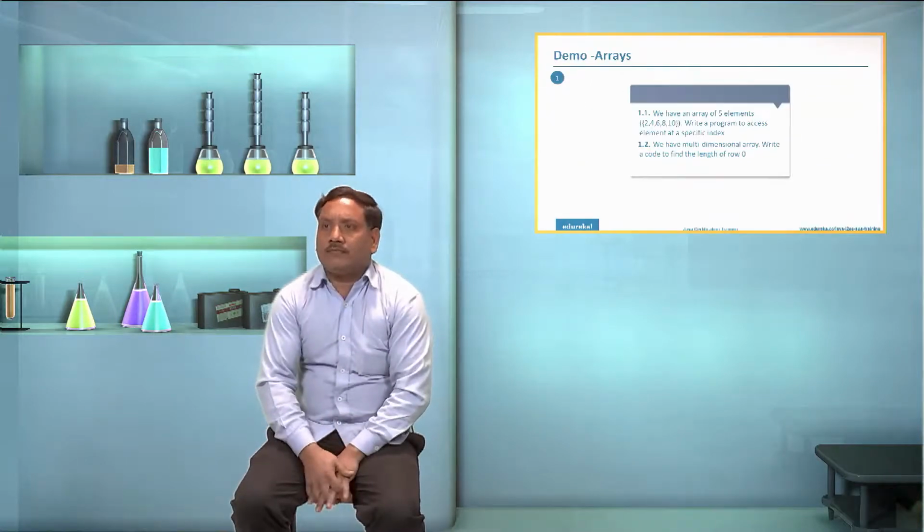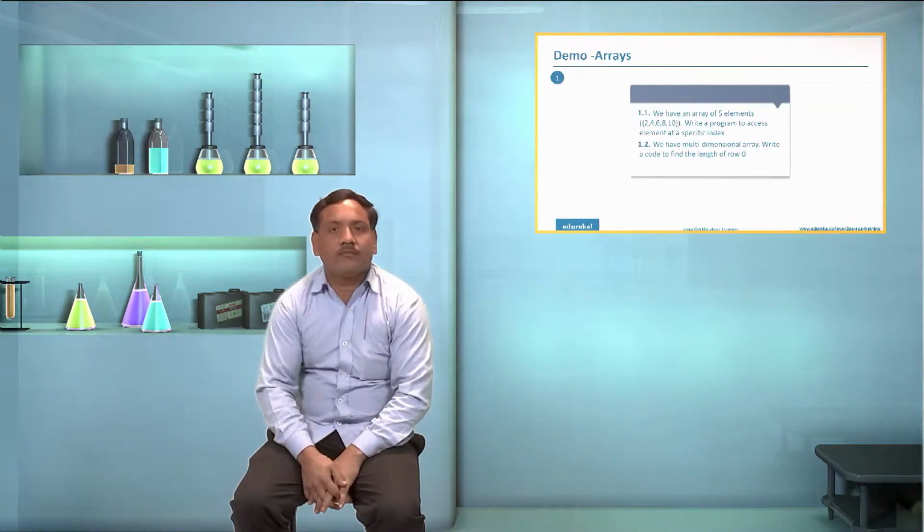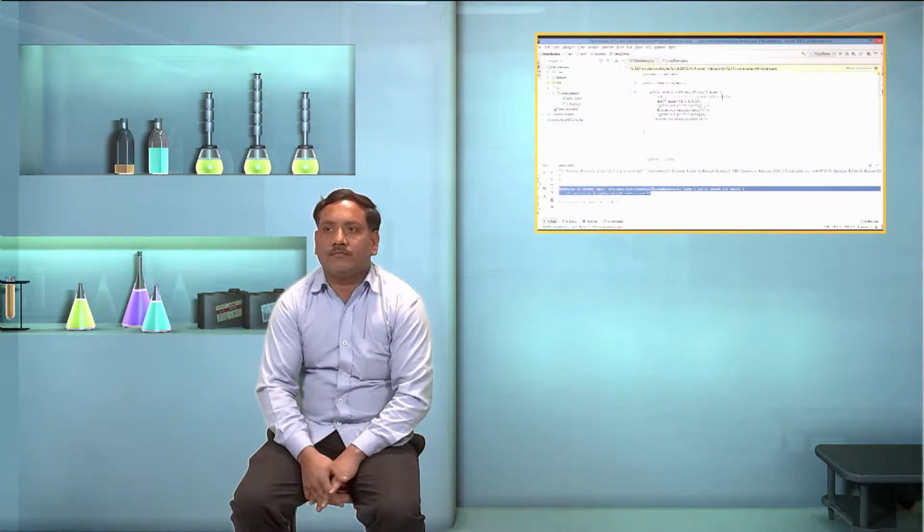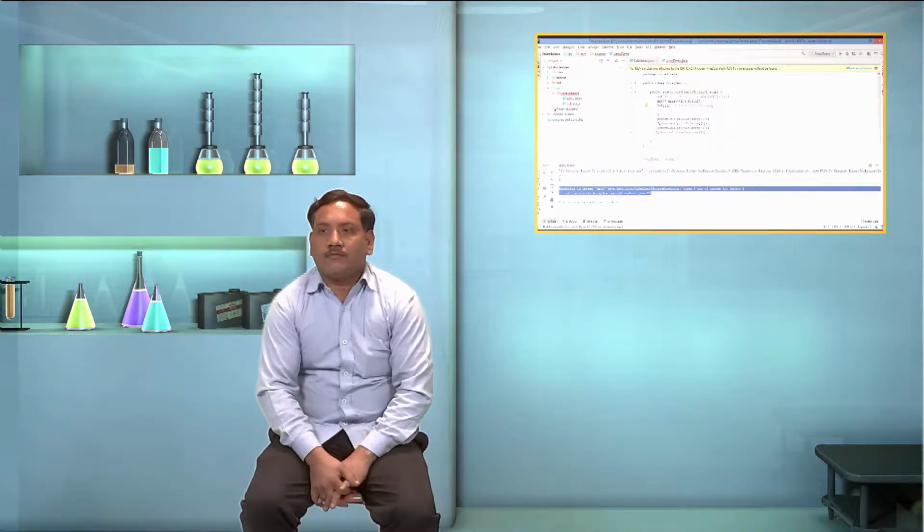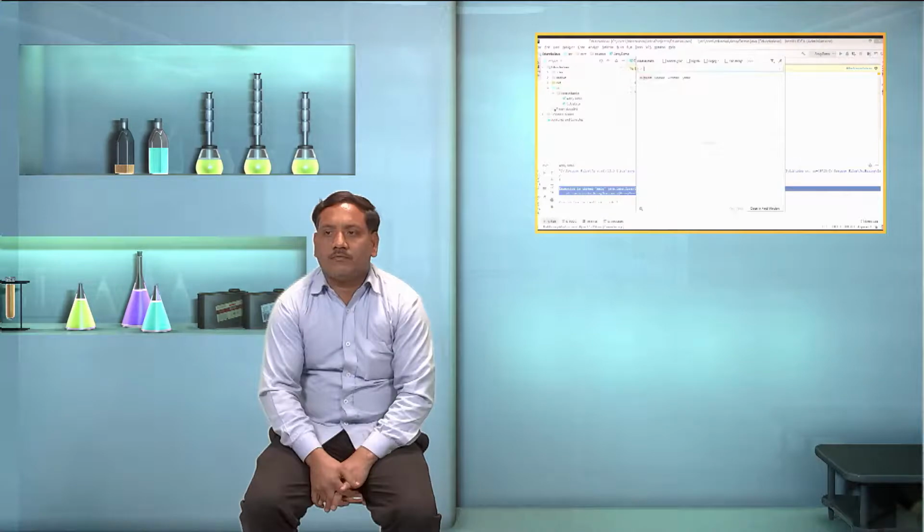Okay, now let's define a multidimensional array. Write code to find the length of row 0. So let's define a multidimensional array. All right, so we have a multidimensional array here. How you define a multidimensional array is something like 1, 2, 3, 4. All right, so this is a multidimensional array that you have. Okay, so we have defined a multidimensional array.